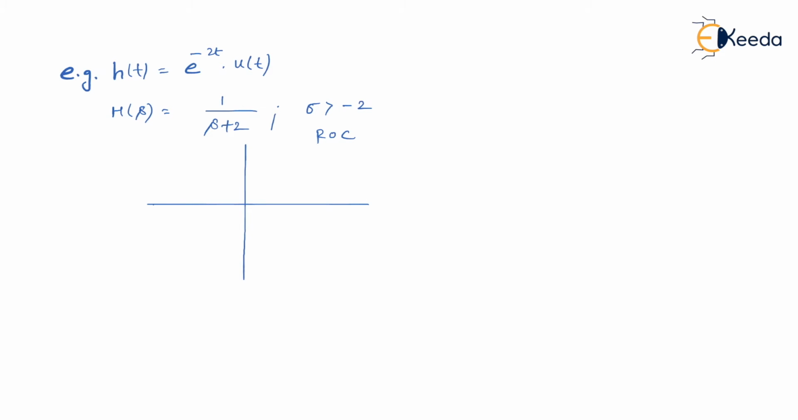For example, let's say h of t is e to the power minus 2t times u of t. In that case, H of s is equal to 1 upon s plus 2, and we know that here sigma is greater than minus 2 is its ROC. Now what does that mean? The pole is present at minus 2 and the ROC is to the right-hand side of the pole.